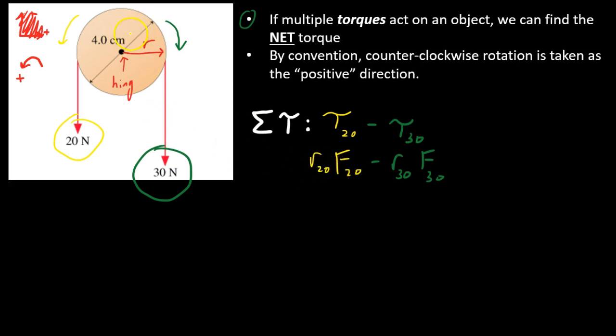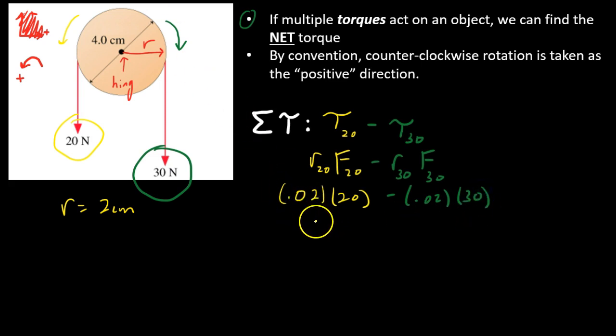What's R? Careful, the diameter is 4 centimeters, but the radius is going to be 2 centimeters. And we have to make sure that's in meters. Okay, so that's 0.02 meters multiplied by the force of 20, minus. Again, same radius. Both these forces are acting at the edge of this disk, so it's still going to be 0.02 multiplied by a force of 30. Well, you can punch these two things into your calculator. 0.02 multiplied by 20 gives you 0.4, minus 0.02 multiplied by 30 gives us 0.6.